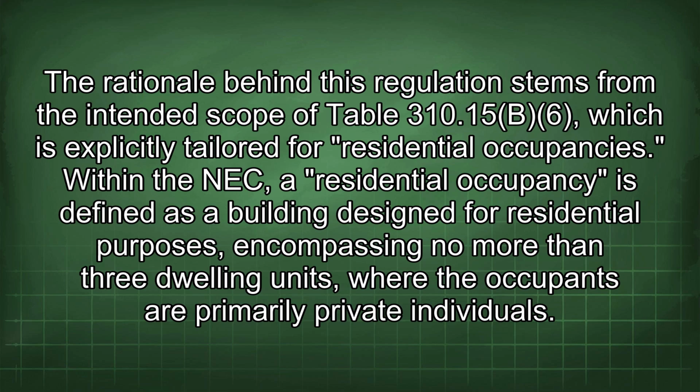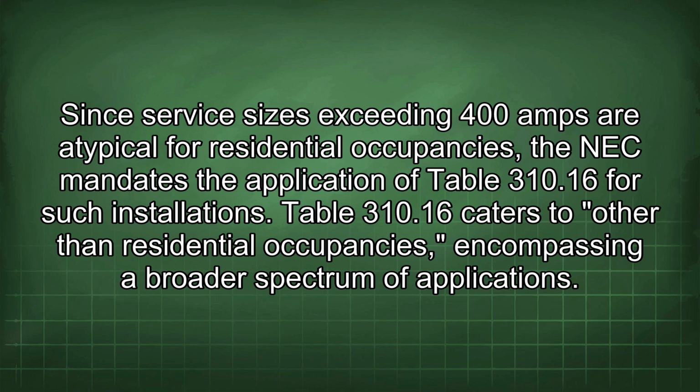Within the NEC, a residential occupancy is defined as a building designed for residential purposes, encompassing no more than 3 dwelling units, where the occupants are primarily private individuals. Since service sizes exceeding 400 amps are atypical for residential occupancies, the NEC mandates the application of Table 310.16 for such installations. Table 310.16 caters to other than residential occupancies, encompassing a broader spectrum of applications.